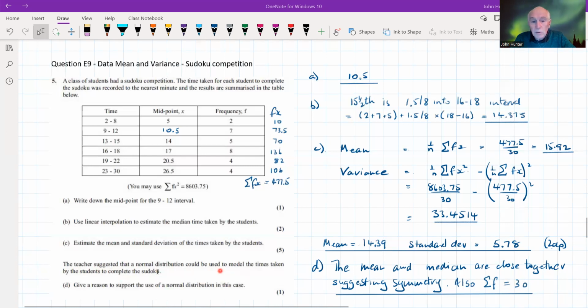Okay, and so what we're saying is, if we use a normal distribution, we can use this in order to predict the times for any students, for future Sudoku competitions. There are one or two arguable things about this, but that's essentially what it's asking, and some of the subtleties around that we'll save for a different video.